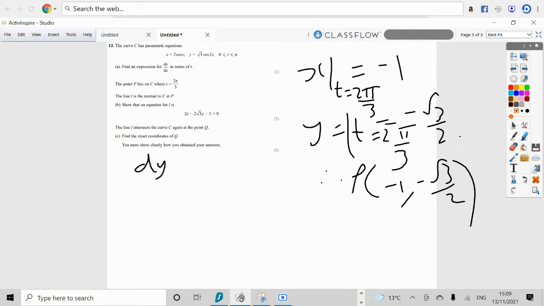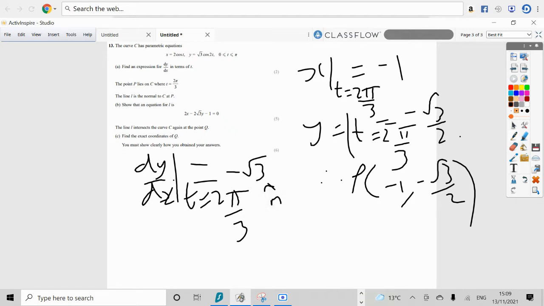So dy by dx when t is 2 pi on 3 is minus square root 3, which is the gradient of the tangent. So the gradient of the normal will be minus 1 over that, so that will be just 1 over root 3, won't it? So we get y minus minus, so it becomes a plus square root 3 over 2, is equal to 1 over square root 3, the gradient, times x plus 1.